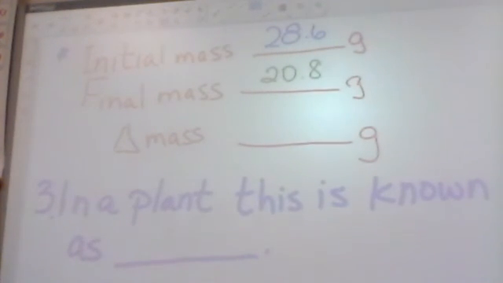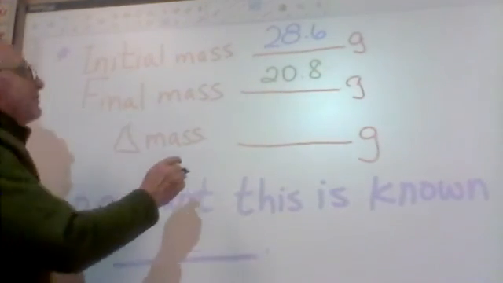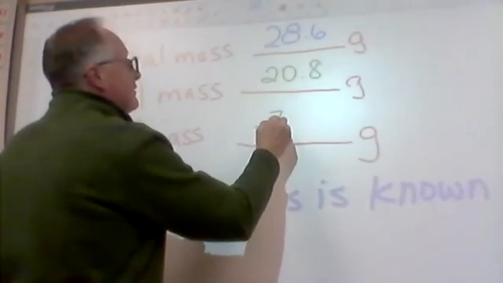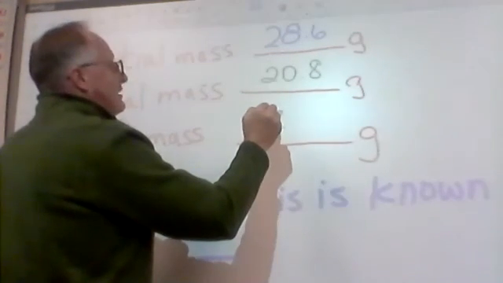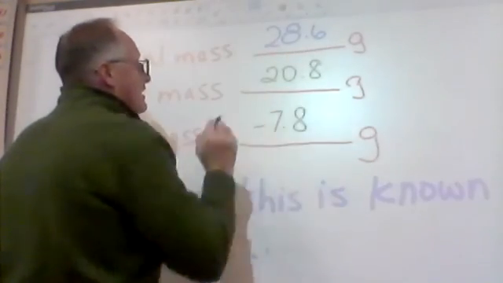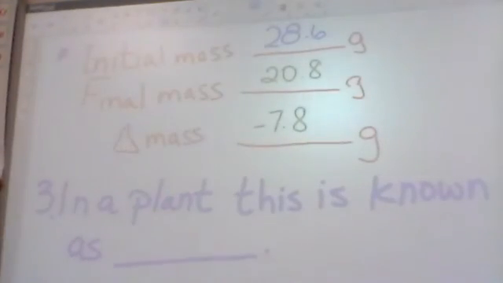I can't remember how to do it. 20.8 minus 28.6. I got negative 7.8. I think it's got to be an 8. Negative 7.8. So it lost water. Water went out of the cell.